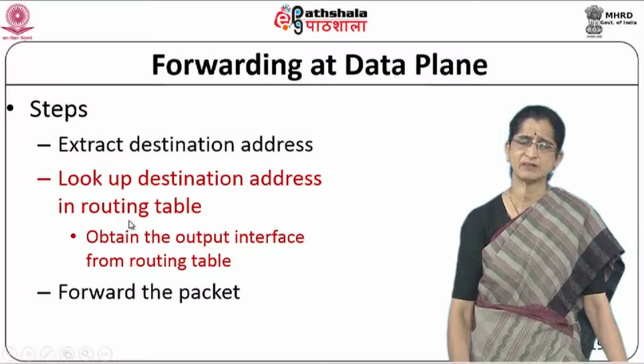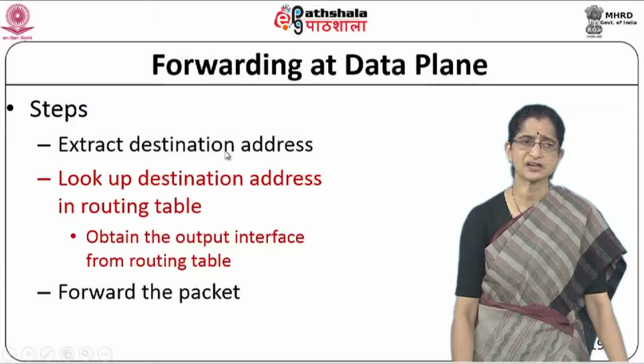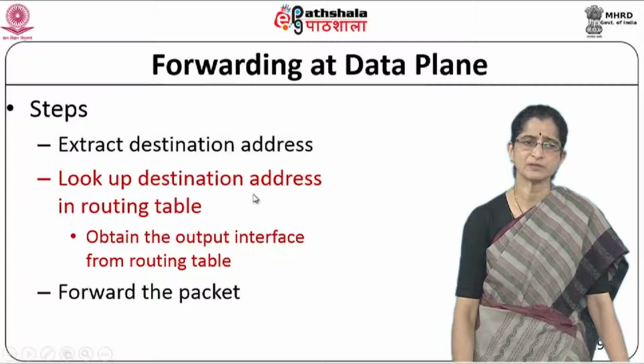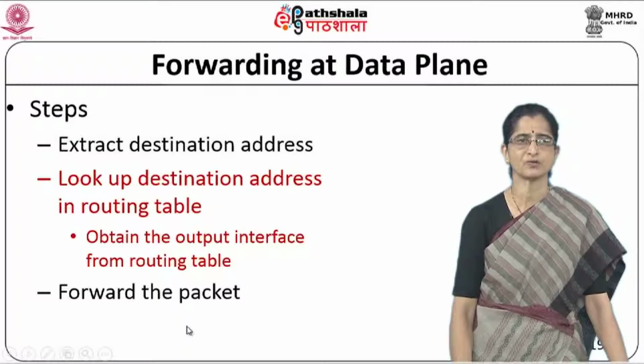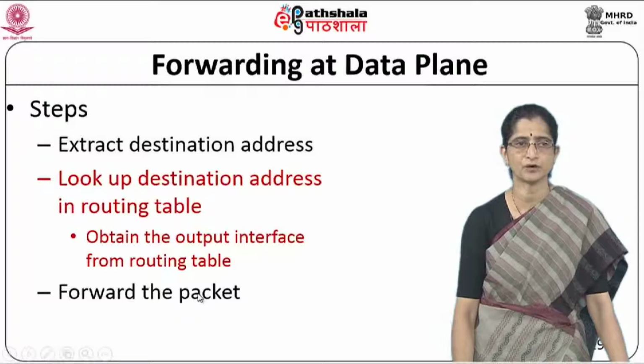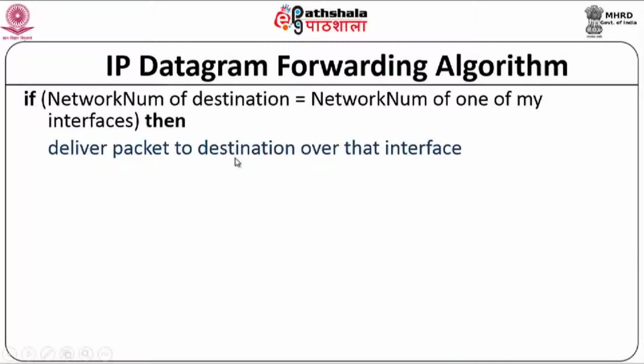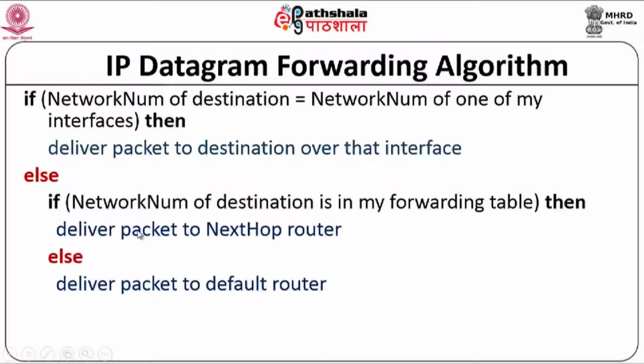So, the steps when a packet arrives are: you extract the destination address, look up the destination address in the routing table, obtain the output interface from the routing table, and forward the packet. This is all that forwarding has to do at each router. The forwarding algorithm is again a very simple one. You look at the network number of the destination and see whether it belongs to one of my interfaces, then you deliver the packet to that destination over that interface. Otherwise, you check if it is there in the forwarding table, then you deliver the packet to the next hop router. Otherwise, you deliver it to the default router. That is, if I do not find a matching entry, I will send it to my default router.